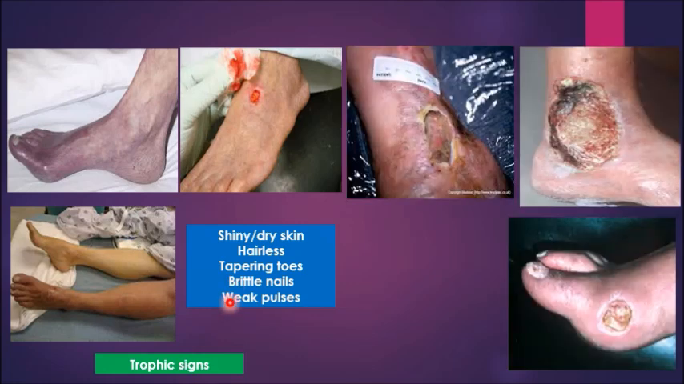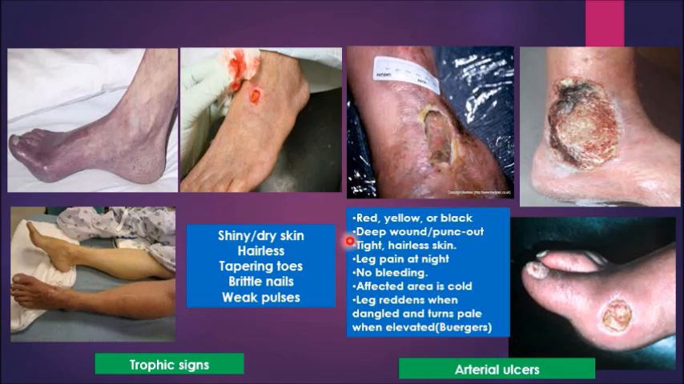This is ulceration. You can see here distal ulceration, these two ischemic changes. These are known as arterial ulcers, and they are red in color due to inflammation, or maybe black due to gangrene. They are deep wounds, punch out ulcers. Can you see? They are punch out ulcers, deep ulcers. Tight, hairless skin, as shown here.